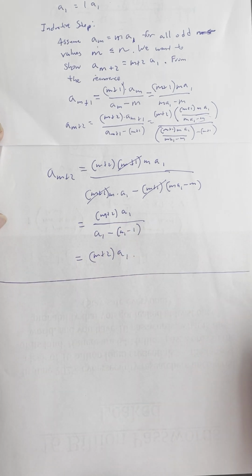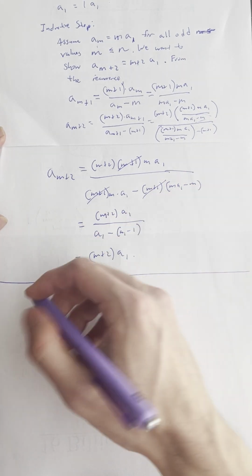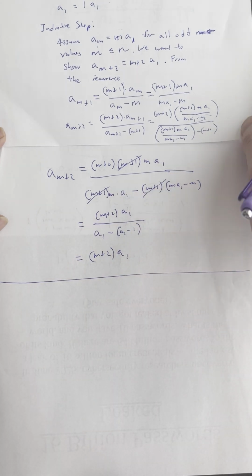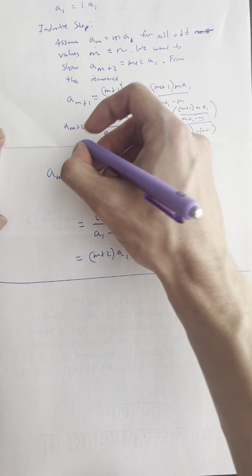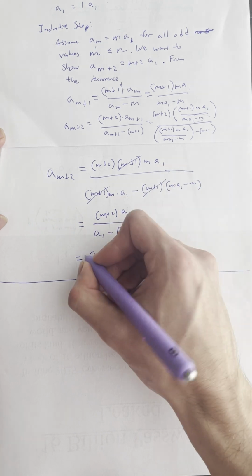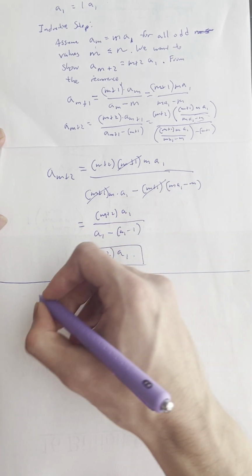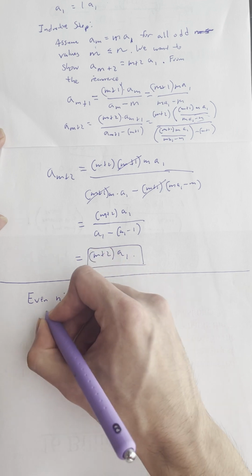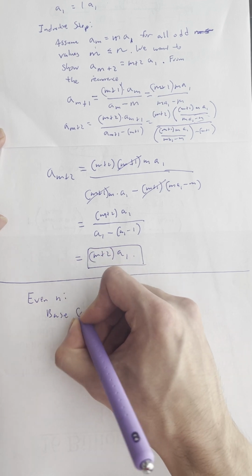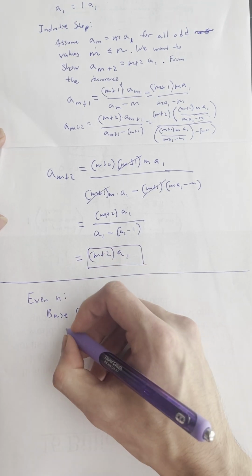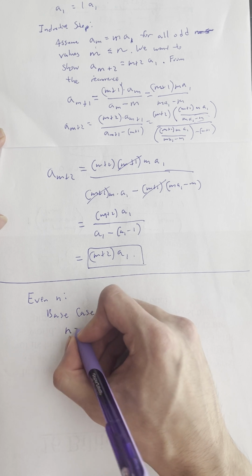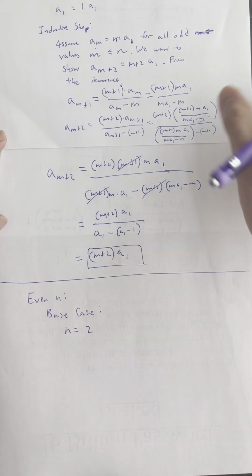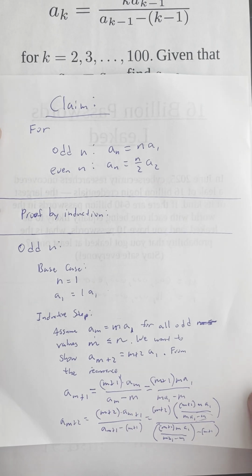Okay, for even n, what does this look like? Here, I'll just box this. Okay, for even n, it's a similar proof, but I'll do it for completeness. Okay, so n is equal to 2. All right, so again, this is what we're trying to prove here.